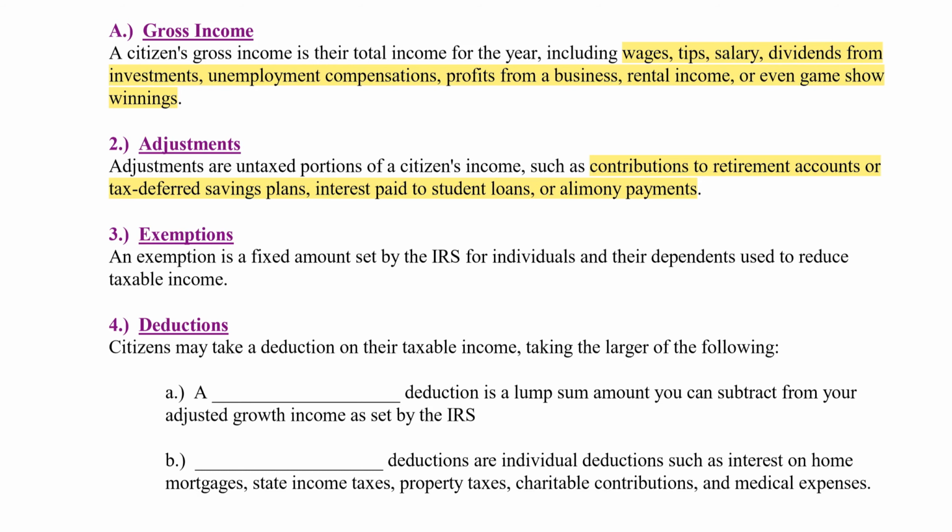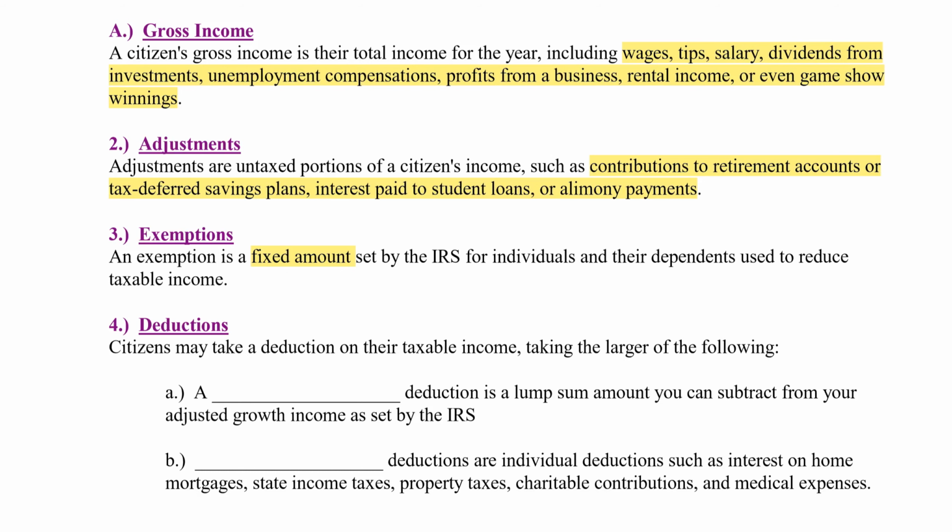Number 3, exemptions. An exemption is a fixed amount set by the IRS for individuals and their dependents used to reduce taxable income. So once you determine your gross income and you subtract your adjustments, then we're going to subtract these allowable amounts set by the IRS, and it decreases your taxable income a little bit and reduces the amount of tax that you pay. Similar to that are deductions.